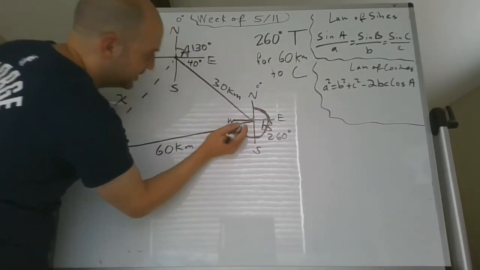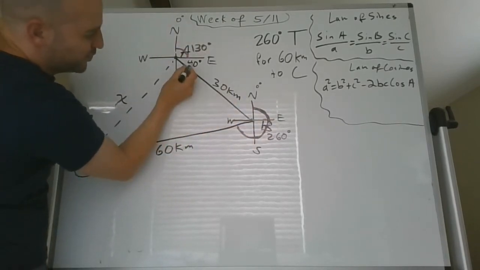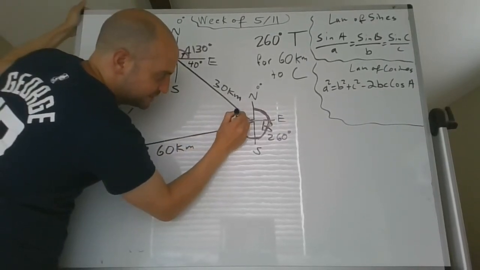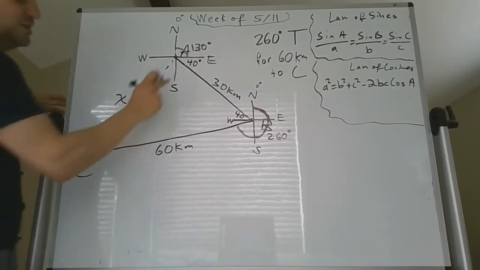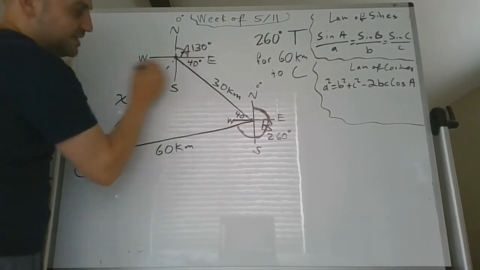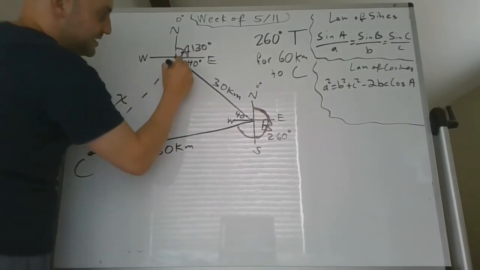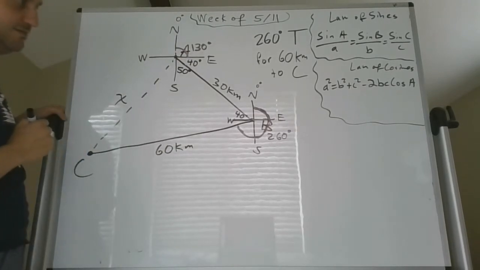here's what that tells me. You guys see the east-west line and the east-west line. If this is 40, alternate interior right here must also be 40 degrees. So I'm just going to continue doing this. If this is 40, then this is 50 degrees. Wow, look at that. 50 degrees.